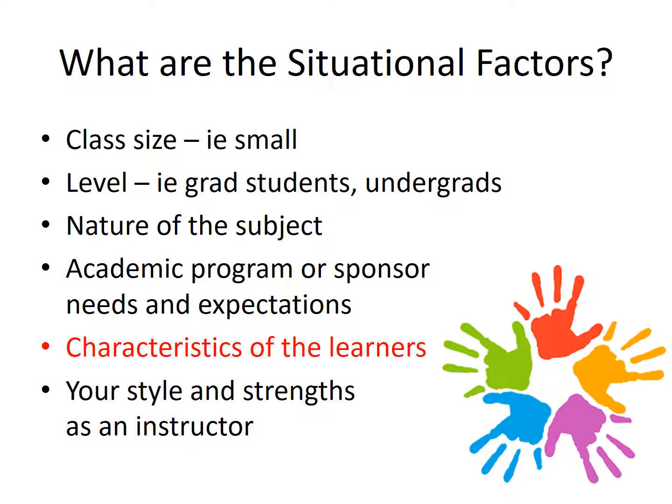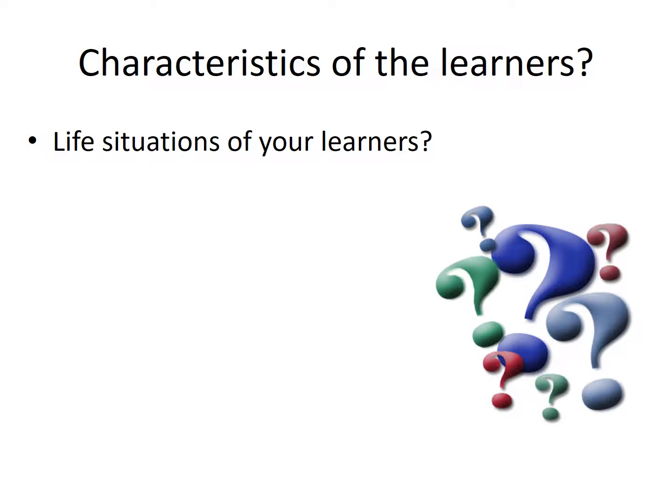But let's think a little bit more about the characteristics of our learners. Some of the questions that we might ask ourselves are, firstly, what are the life situations of your learners? Are they currently working? Are they working full-time? Do they have family obligations? Are they typically in situations where they're under a lot of pressure? What are their motivations? Is this work important to them in terms of advancing their career situation or dealing with their current career situation or work context? So their life situation is quite important.